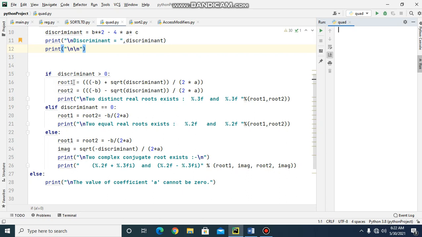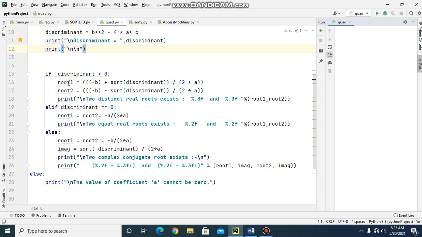It will compute both the distinct roots, that is root 1 and root 2, by using the square root function. Minus b plus square root of discriminant divided by 2 into a. So here minus b minus square root of discriminant divided by 2 into a. It will calculate both the roots and print those roots.